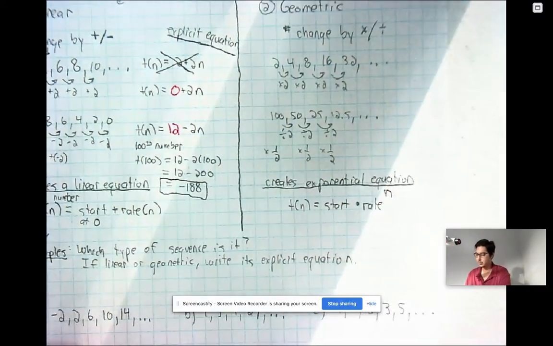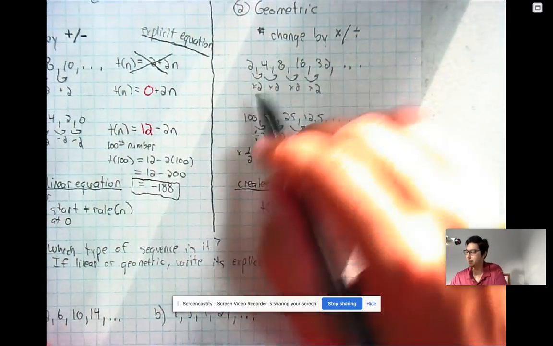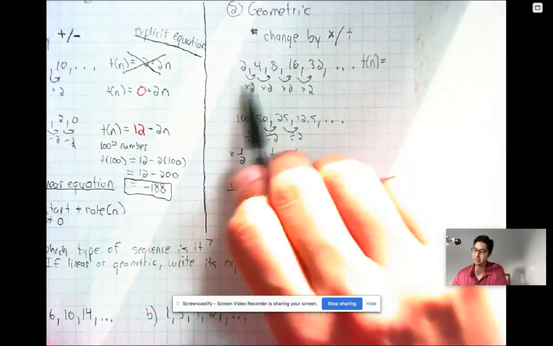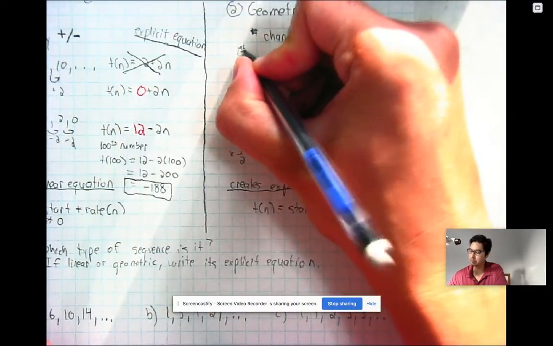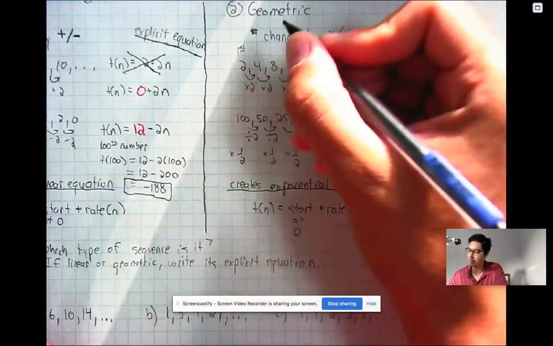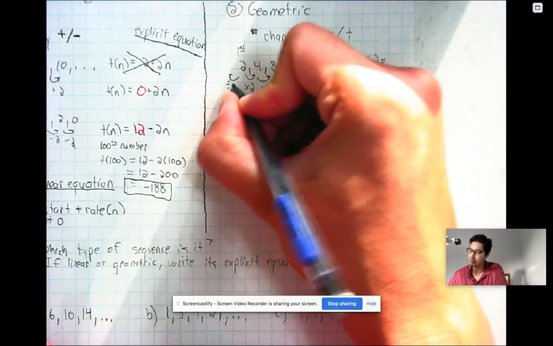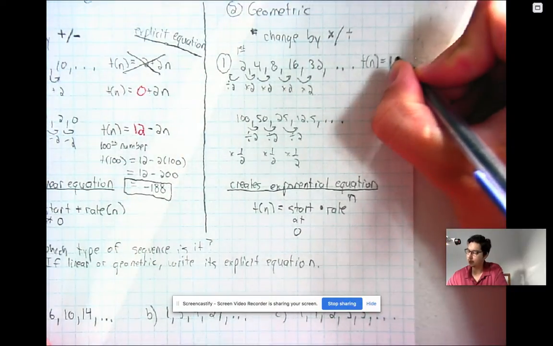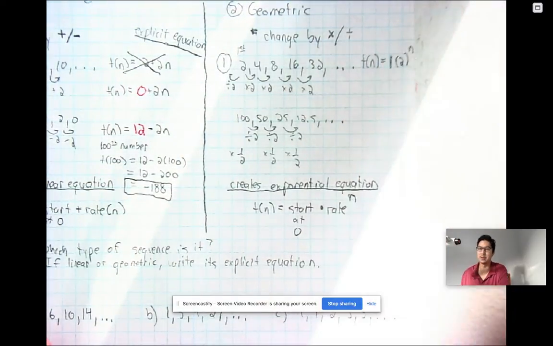Okay. So if I looked at these two problems, timesing by 2, this example here would be t of n is equal to, what's my starting value? Remember, it's not 2. That's the first number. We always need to start at 0. So you work backwards, divide by 2, and that would be 1 here. So it's going to be 1 times 2, and I'm just going to use parentheses, to the nth power.